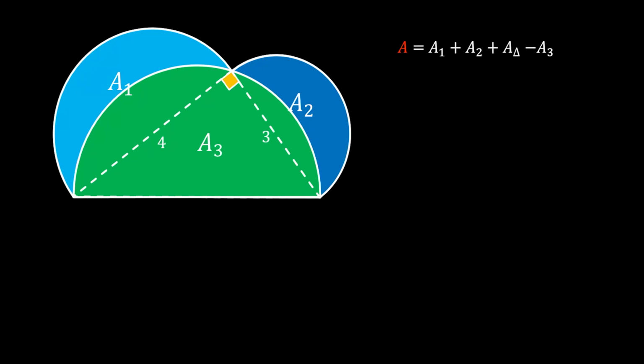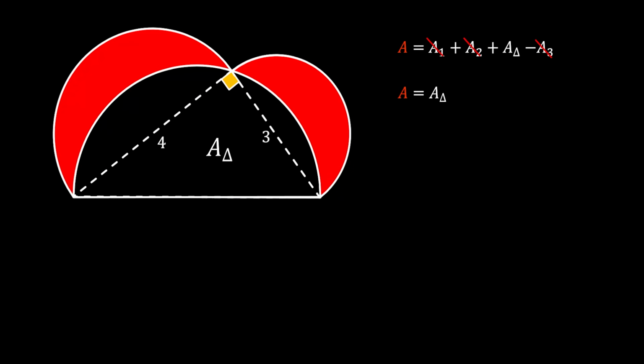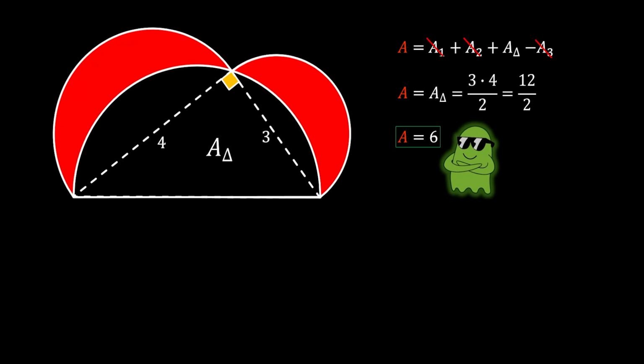Now, let's do this in less than 30 seconds. Ready? So, the area A1 plus A2 equals the area A3, so we can cancel those out. And we will get that our red area equals the area of the right-angled triangle. The area of the right-angled triangle equals half of the product of its legs, so 3 times 4 over 2, which means that our wanted red area equals 6 square units. As you can see, this is a super fast way, and we're done.